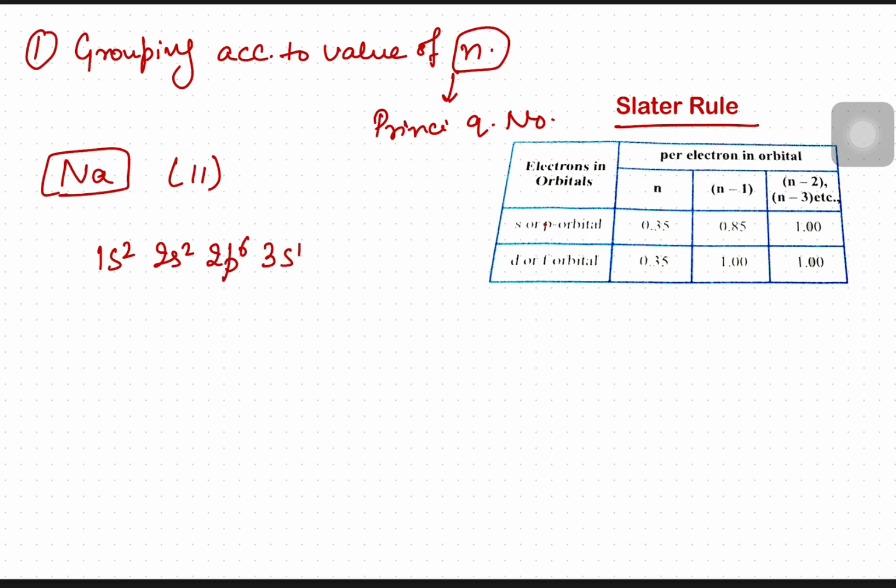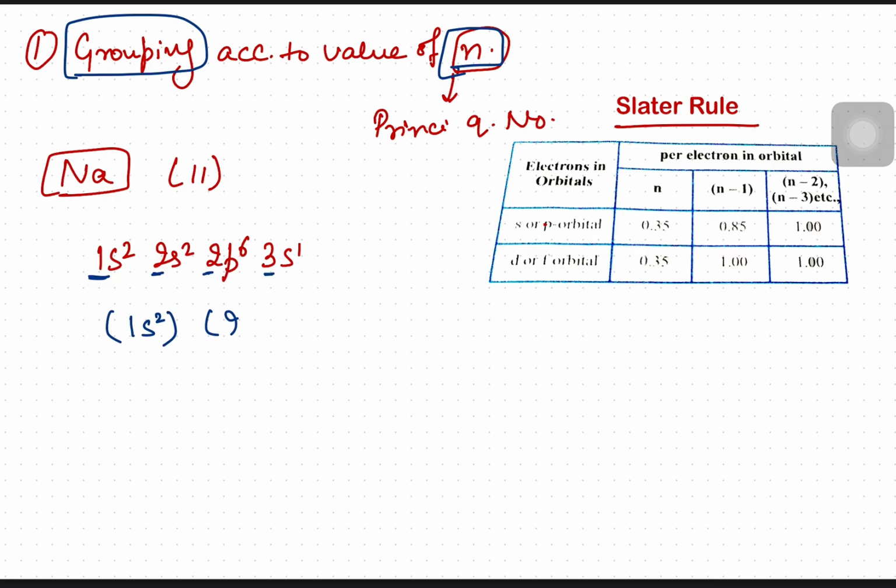Now according to the rule, we have to do grouping according to the value of n. So n is this one: 1, 2, 3. Now keep one value of n in one bracket and the others in other brackets. See, like this you have to do the grouping. So the first step, always, is to do the grouping according to the value of n.